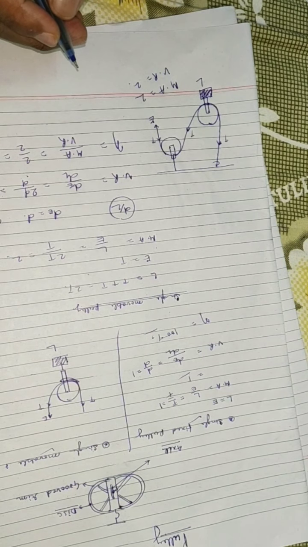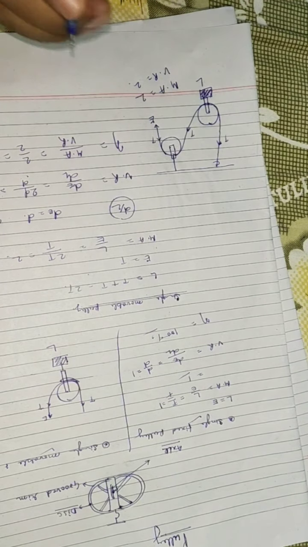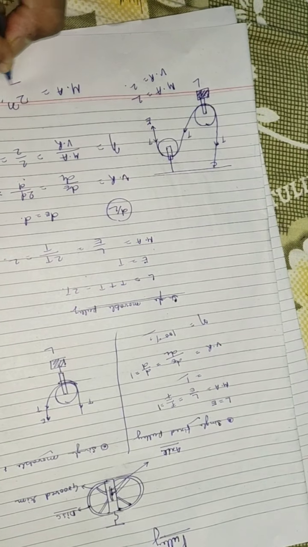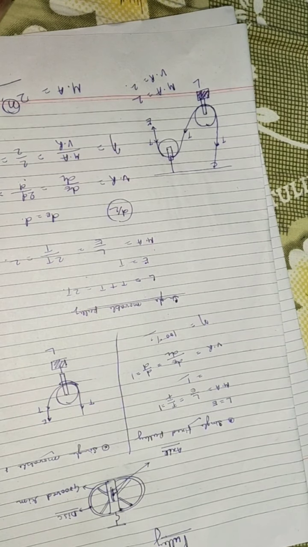Now, if suppose there is more than one pulley, say 1 pulley, 2 pulleys, 3 pulleys, an arrangement with a rigid support, at that time mechanical advantage is equal to 2 to the power n. n means what? n implies the number of movable pulleys.